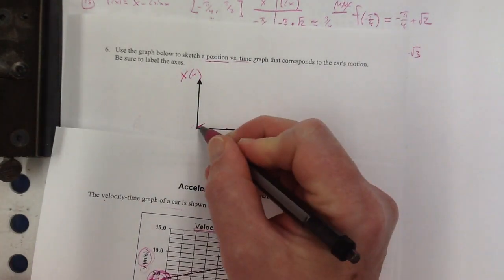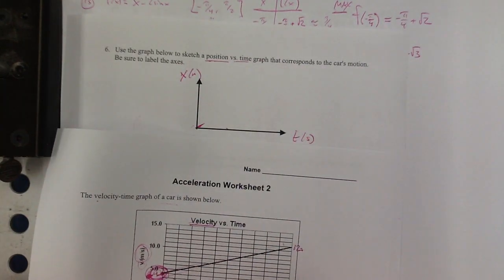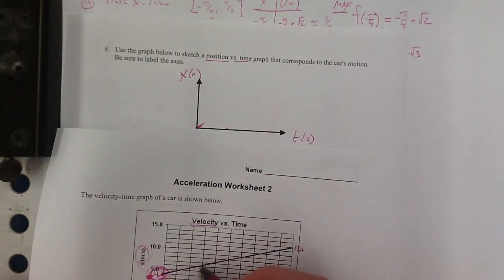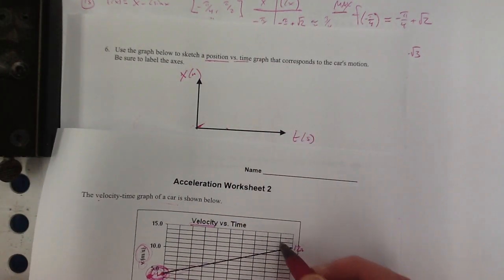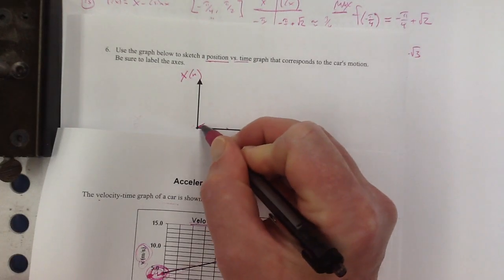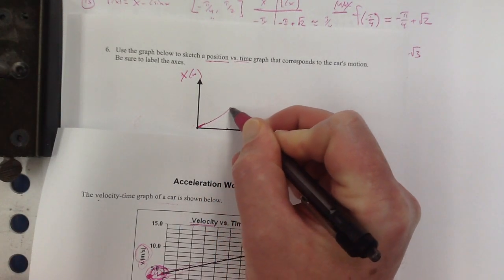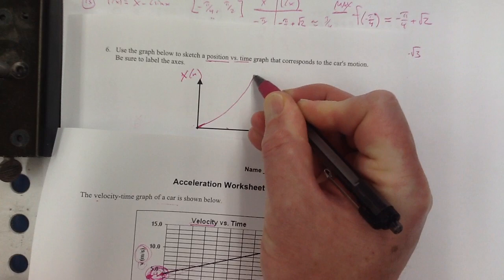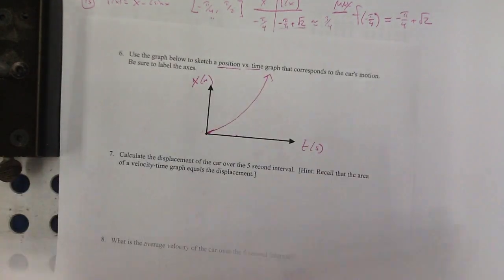And then as time goes by, 1, 2, 3, 4, 5 seconds, the velocity goes up, which means this gets steeper. So it must be getting steeper, bending upward like this.